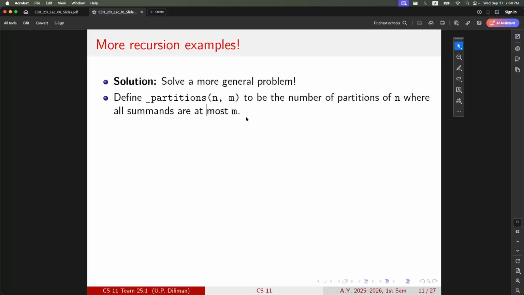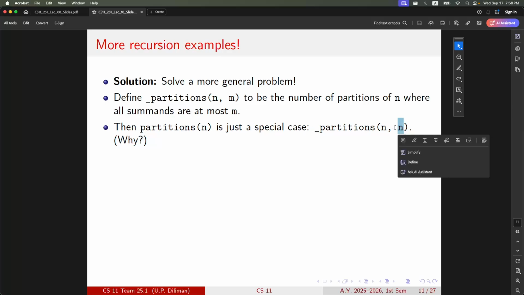How does this help us? Well, to solve the original problem, partitions n, this is just a special case of partitions n m. The size of the summands is at most n itself, which makes sense, since one valid partition would be n itself. So m equals n in this case, which corresponds to our original problem, partitions n. So how do we formulate this? What's the wishful thinking?